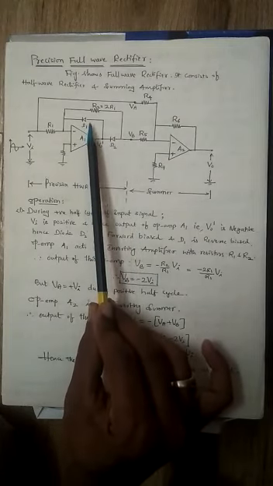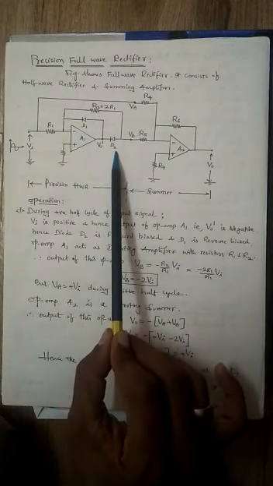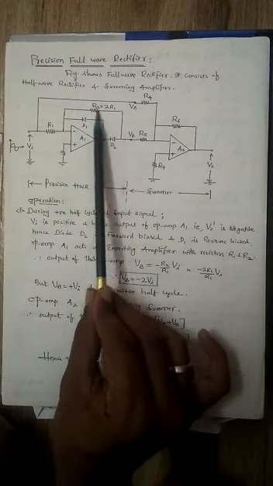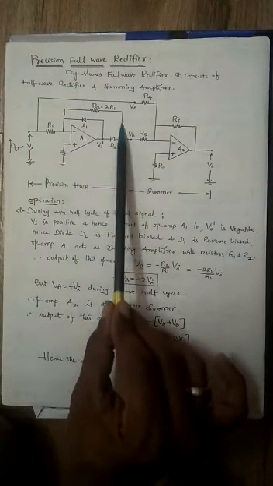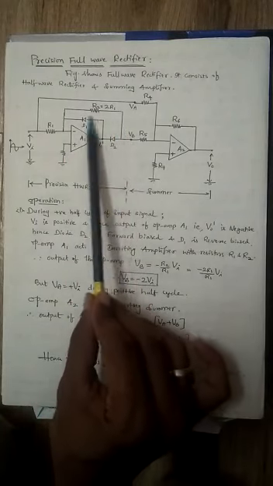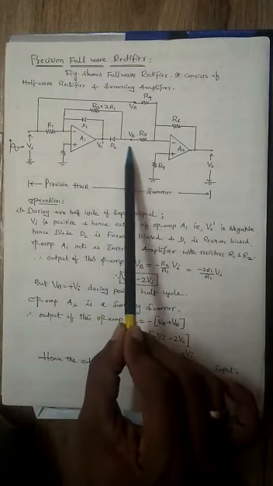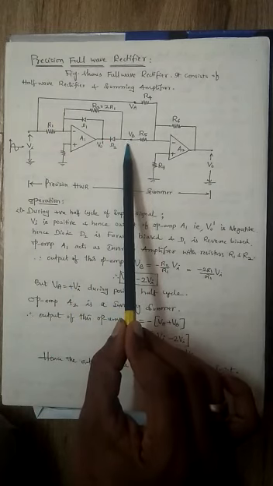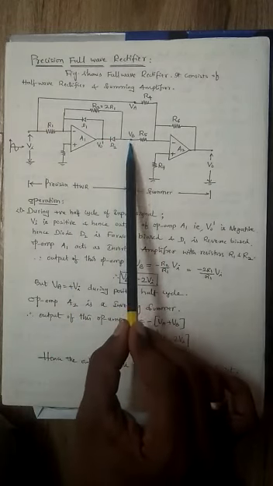The other diode is reverse biased. When this is forward biased, observe this part of the circuit, it acts as an inverting amplifier. When this acts as an inverting amplifier, you get VB here. So VB is equal to what? Gain multiplied by input gives output always.